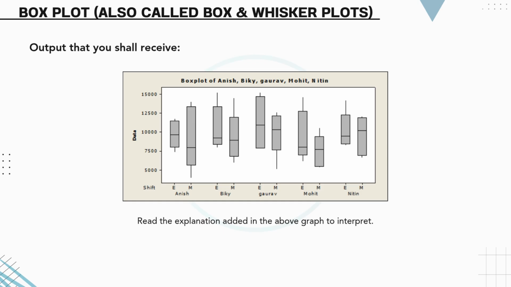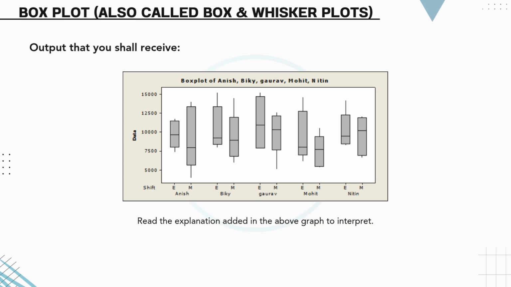Here's how to interpret this grouped box plot. For each individual, there are 2 box plots side by side, one for each shift, E and M. This allows us to visually compare how their performance differs across shifts. Each box plot shows the median as the line inside the box, the interquartile range, IQR, represented by the height of the box, and whiskers showing the minimum and maximum values, excluding outliers.